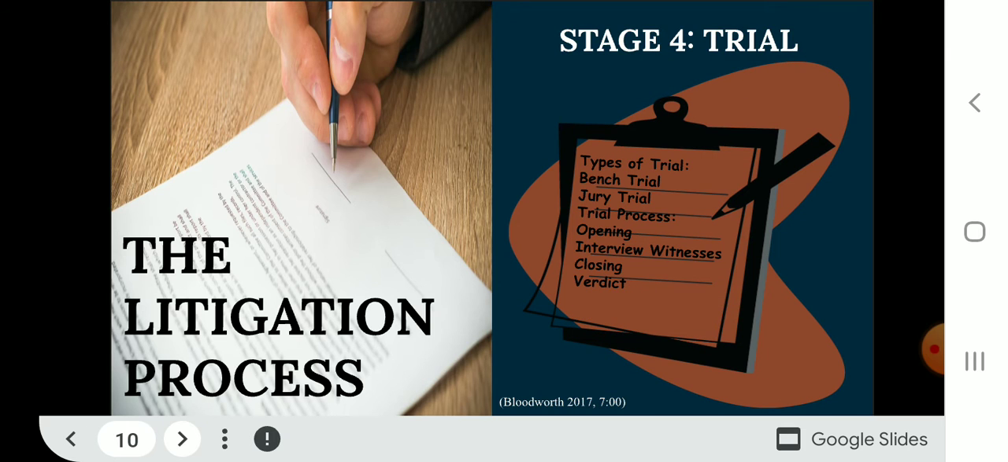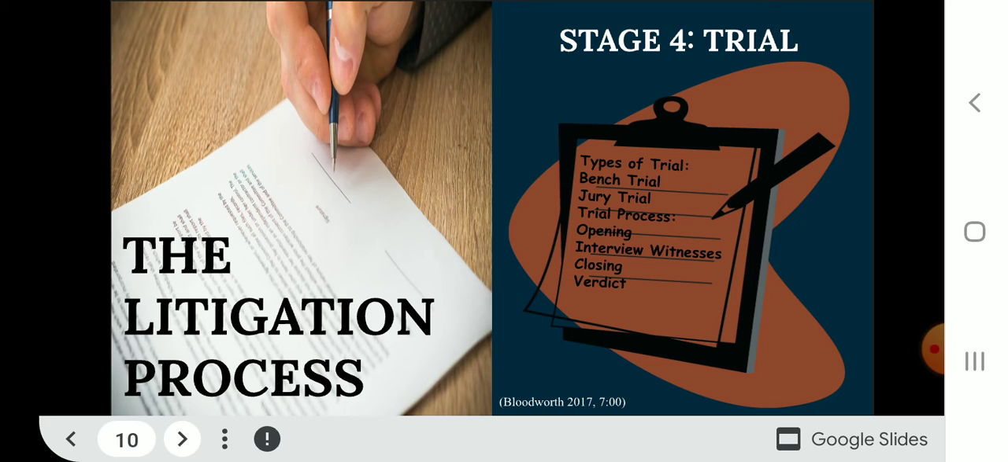This brings us to the fourth and final stage of the litigation process, that is, the trial stage. And there are two types of trials. You have the bench trial, where a judge decides the winner of the lawsuit, and a jury trial, of course, where a jury decides the winner of the lawsuit.